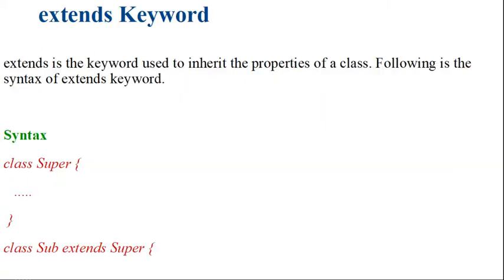For extending a class or acquiring the property of one class into another class, we use the keyword extends. By using the keyword extends, the class becomes the child class, as I have shown in the example or syntax. This is the superclass and this is a subclass. By extending the superclass, this subclass becomes the child class. All the methods and functions in the superclass will come into the subclass by using the extends keyword.